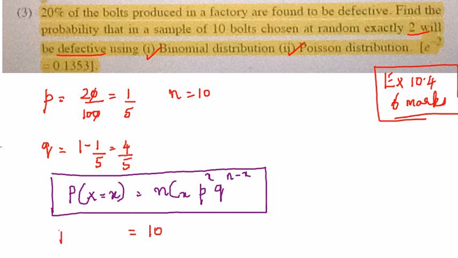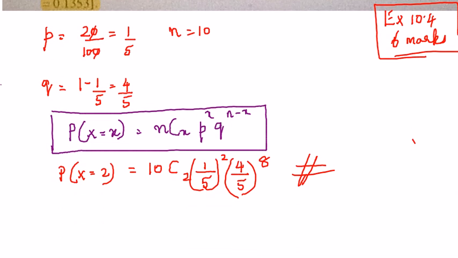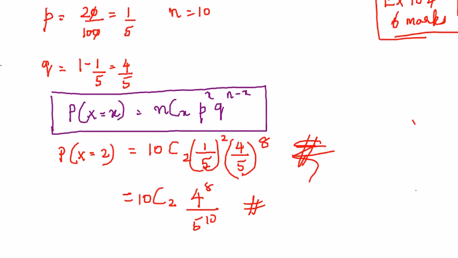Now you have to find the probability that exactly 2 bolts are defective. So for the binomial it will be 10C2, p is 1 by 5 power 2, and q is 4 by 5 power n minus x. n is 10, x is 2, so you get 10 minus 2, 8. You can leave it at this and need not solve it further. Probably the only thing you can do is write this as 10C2 into 4 power 8 by 5 power 10, because you just add these two powers. So this would be the solution. You can just leave it at this.